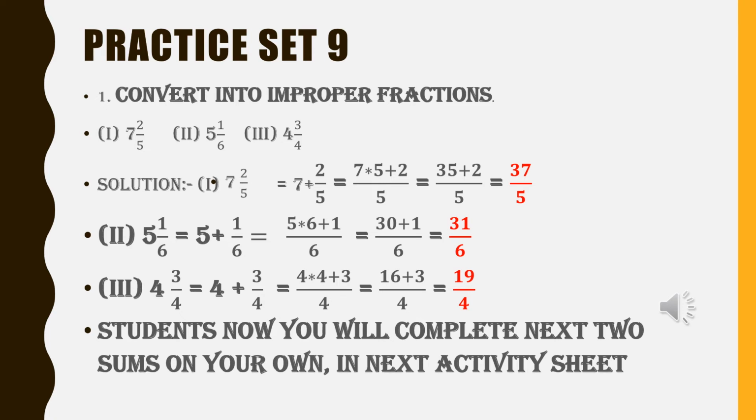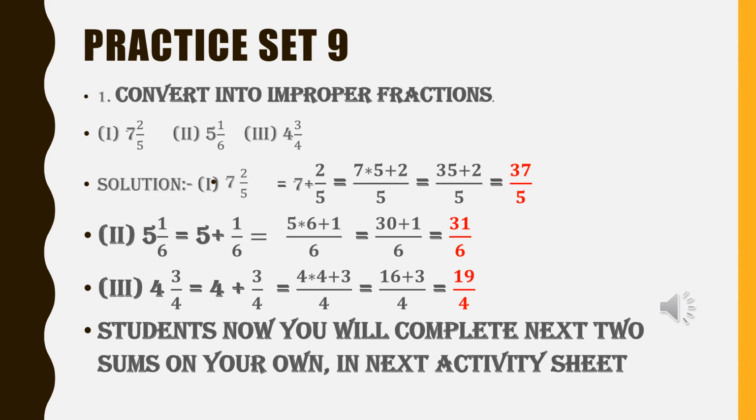Okay. Similarly, you can see the second example, 5 1/6. Like the previous one, I can say 5 plus 1 upon 6. So 6 5s are 30. 30 plus 1 is 31 upon 6. Okay. So 5 1/6 can be converted as 31 upon 6.